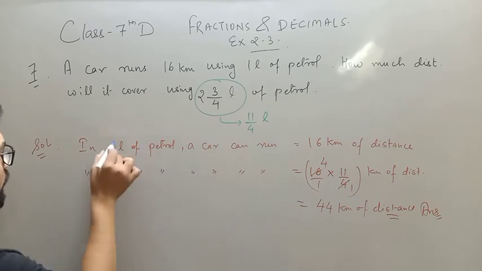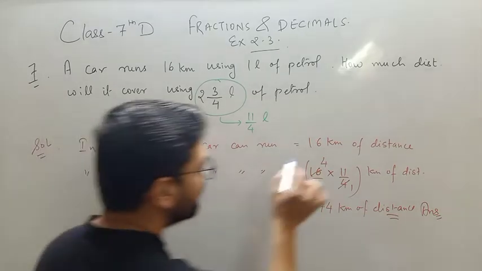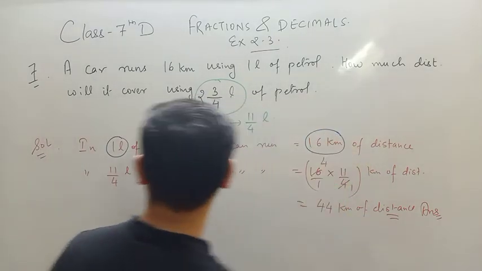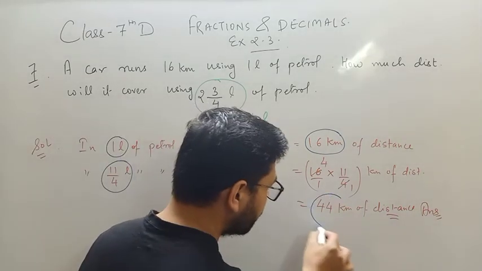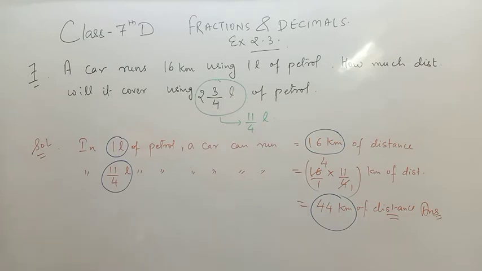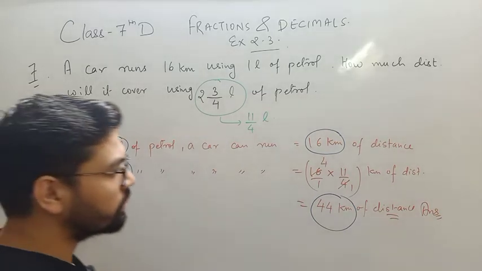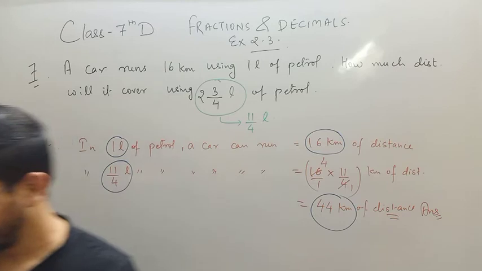So in 1 liter of petrol the car can travel 16 kilometers. So in 11/4 liters the car can travel 44 kilometers. I simply use the unitary method here to solve this question. This is nothing but the unitary method, beta.